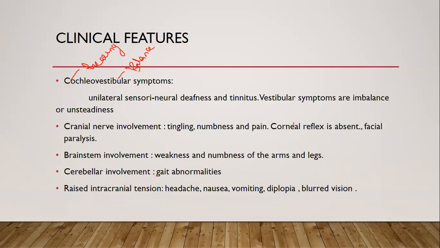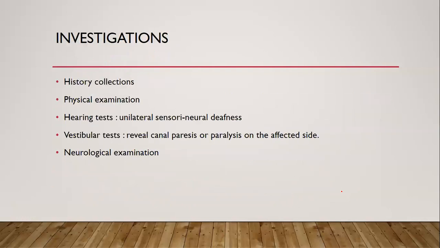In cerebellar involvement, it will be manifested as gait abnormalities. The patient may not maintain a normal gait, and will have trouble walking straight. Then raised intracranial tension: due to the increased growth of these tumor cells, it can compress the intracranial structures so that the intracranial pressure, or ICP, can be raised. It will be manifested as headache, nausea, vomiting, diplopia, meaning double vision, as well as blurred vision.